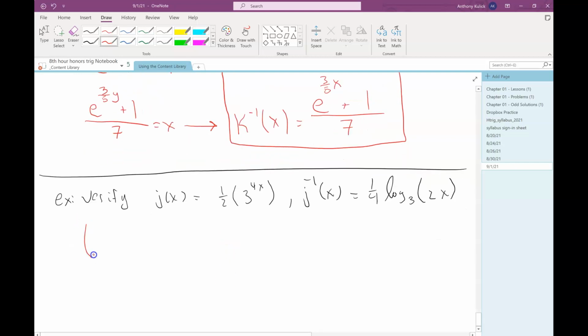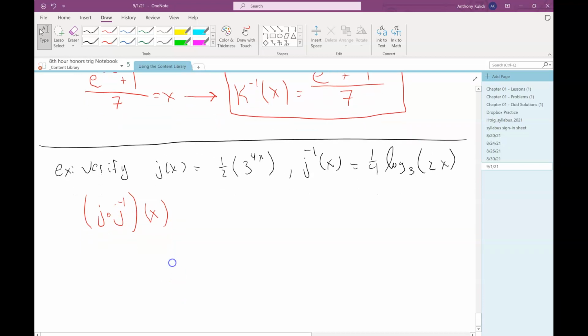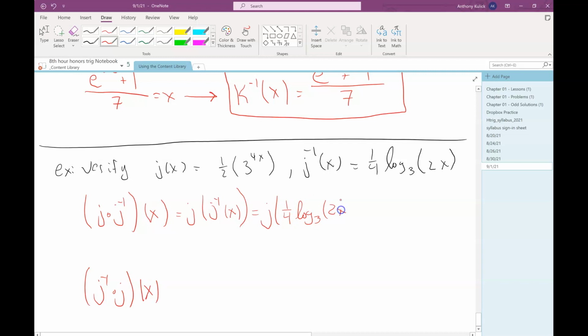Okay. So I need to do two compositions. I need to do J compose J inverse. And then I also need to do J inverse compose J. We'll just take them one at a time. J compose J inverse is J of J inverse of x. In our case, J inverse of x was 1/4 times log base 3 of 2x.